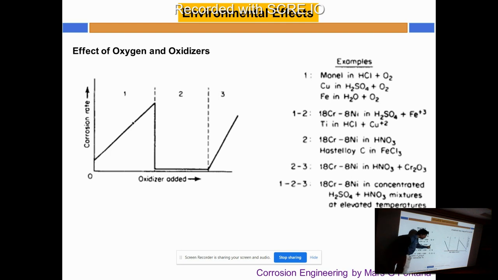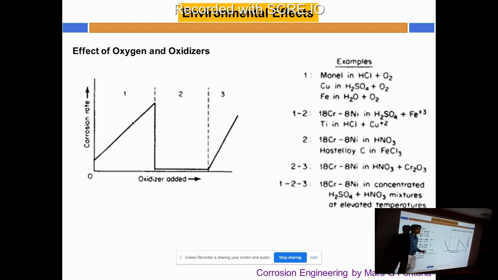Now look at only 2. Only 2 means what? Only passive. What is the example for passive? Chromium nickel in nitric acid. If I take chromium nickel and put it in nitric acid, it will not undergo any sort of oxidation. It is passive in nature. That means chromium nickel will form a thick oxide layer. There will not be any corrosion.